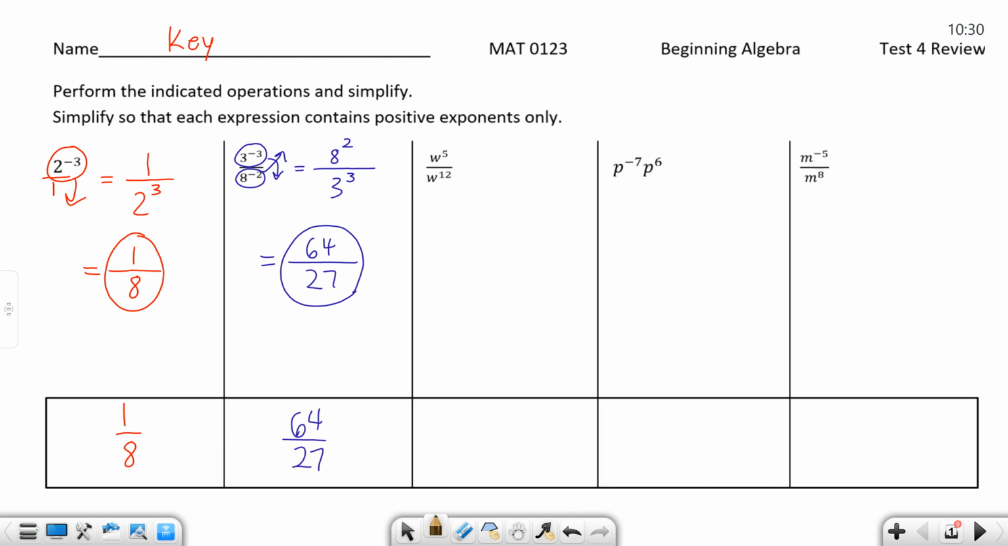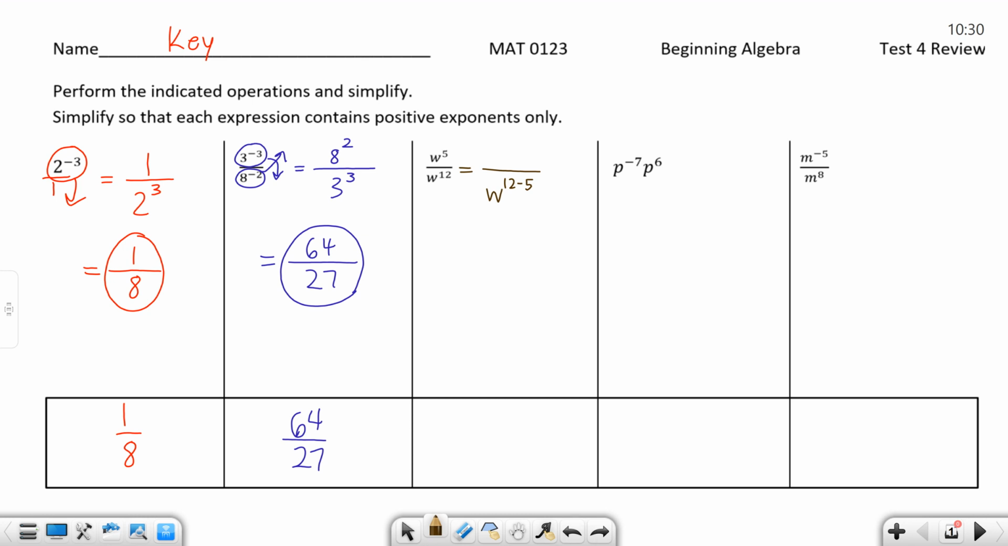So we have now w to the 5th and w to the 12th. Do we have any negative exponents? We do not. So what we do is we look and we say, okay, what do I do when I divide like bases? So w and w are like bases. I subtract the exponents. So here I'm going to have w, and why did I put this in the bottom, or denominator? Because 12 is bigger than 5, right?